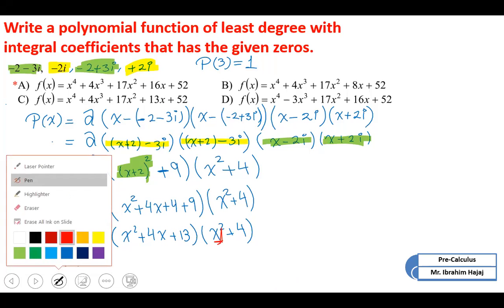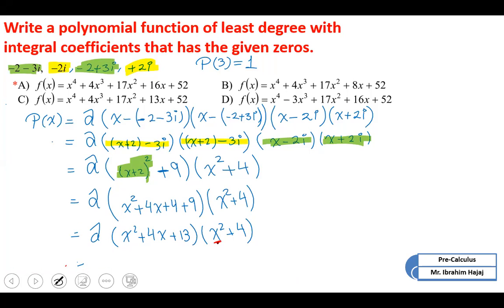Then the final step is to multiply here the binomial by this trinomial, multiplying this x by all terms you have, x squared multiplied by x squared, and x squared by 4x, like this, distributive property. When you do this, guys, it's a, and then it's going to give us x to the power of 4 plus 4x to the power of 3 plus 13x squared. Okay, and then plus, do the same thing with 4, plus 4x squared plus 16x plus 52, and then combine like terms.